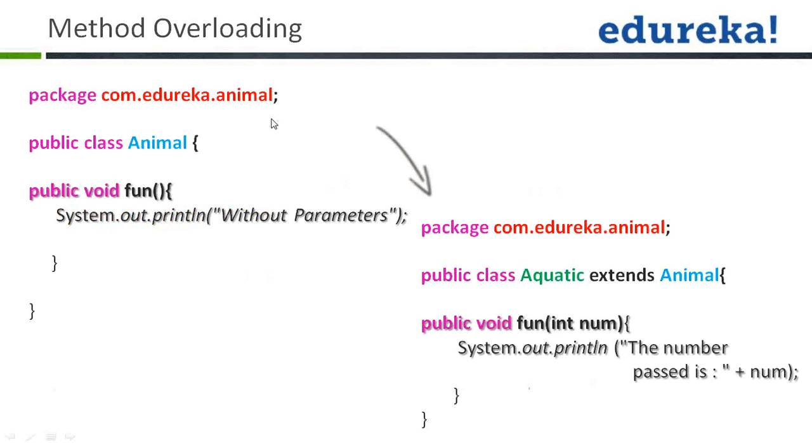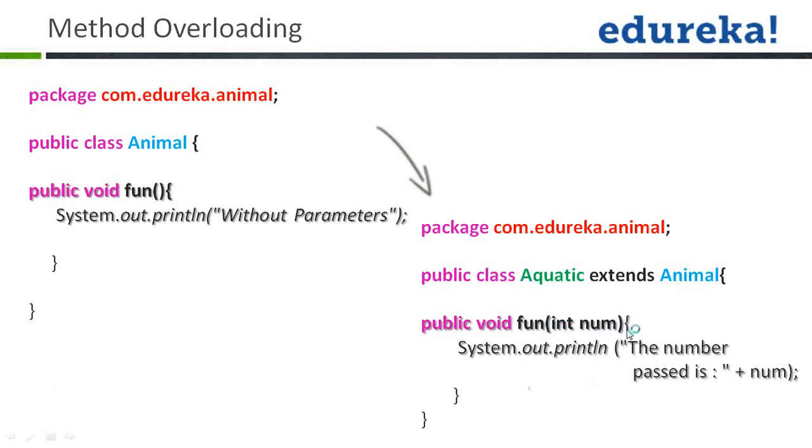Okay, so we have got a package. In that package we have a class that is animal. In the animal class we have a function that is not taking any parameters, neither is it returning any value, but it has a functionality that it will print without parameters. Okay, so this is one function. Now after that we have public class aquatic extends animal. That means this aquatic class is extending, inheriting the animal class. So what happens, we have public void func integer number. Now this time this function is taking an integer parameter into it. Now this time it is printing the number passed as this.